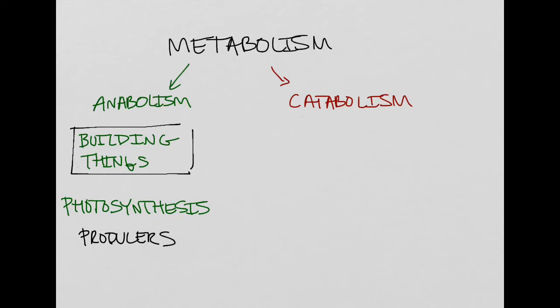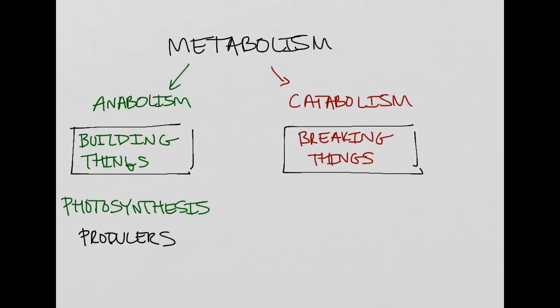Okay, so now on to catabolism. If anabolism is the building of things, then catabolism is the opposite. It's the breaking down of things. Now, the conjunction of anabolism and catabolism, all the building of things, as well as the breaking of things, is your entire metabolism. All the processes that are happening within your body, both the constructive and the destructive.